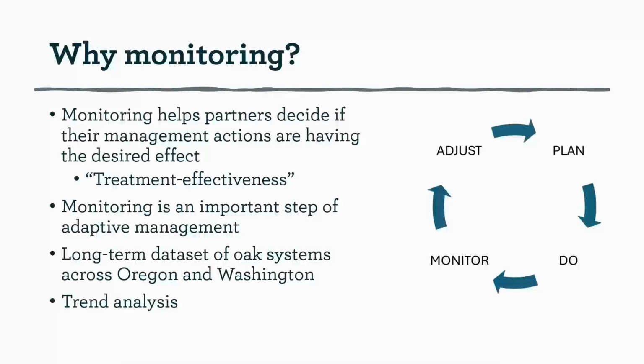So for the majority of our restoration projects, we incorporate monitoring efforts to help partners determine if their management actions are having the desired effect. This is known as monitoring treatment effectiveness. Monitoring is also an important step in adaptive management, where land managers can pause to see how their treatment went and adjust their future approaches if necessary. Now we have over 200 monitoring plots installed across Oregon and Washington. So we are building a long-term data set of oak systems that can help people assess landscape scale trends. Again, if anyone has a grad student, we have a lot of data.